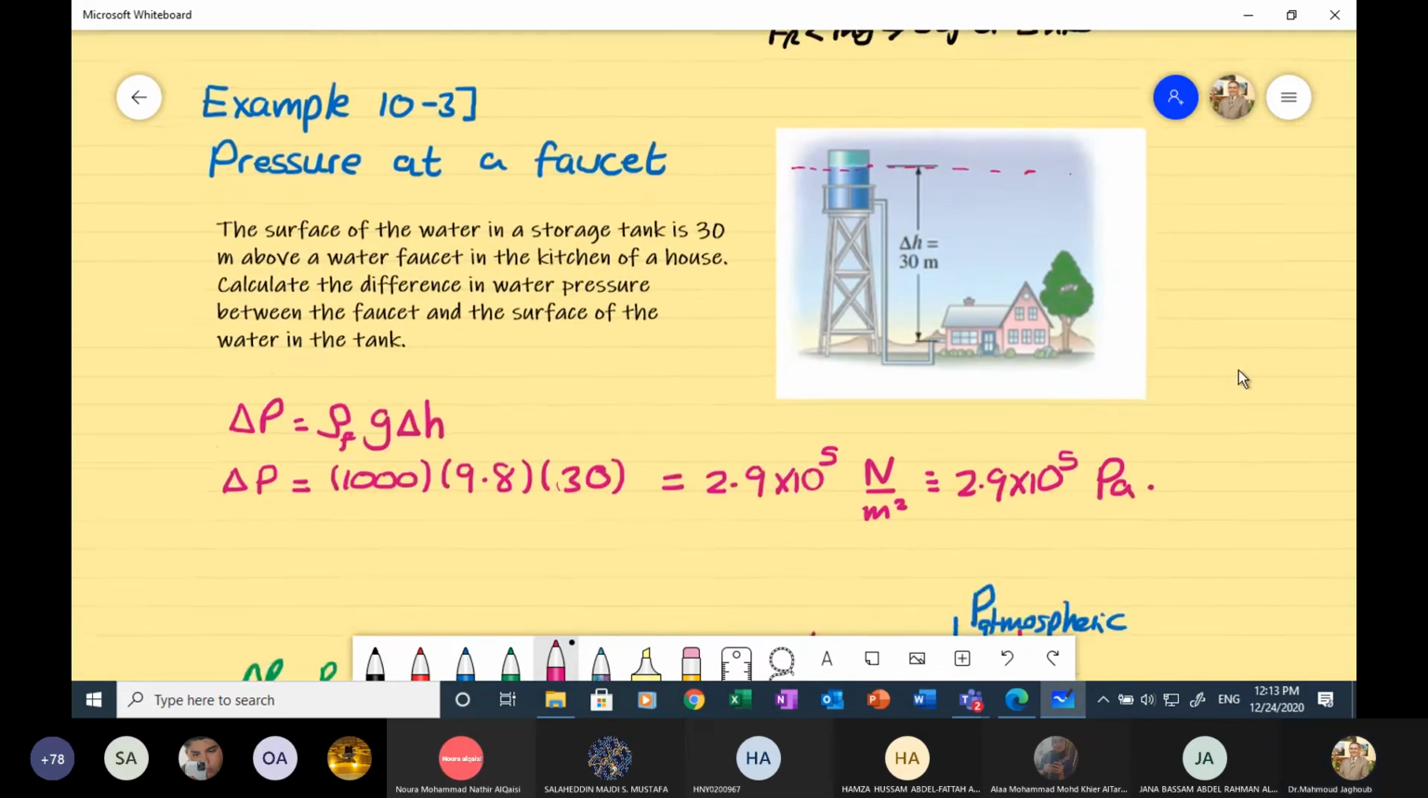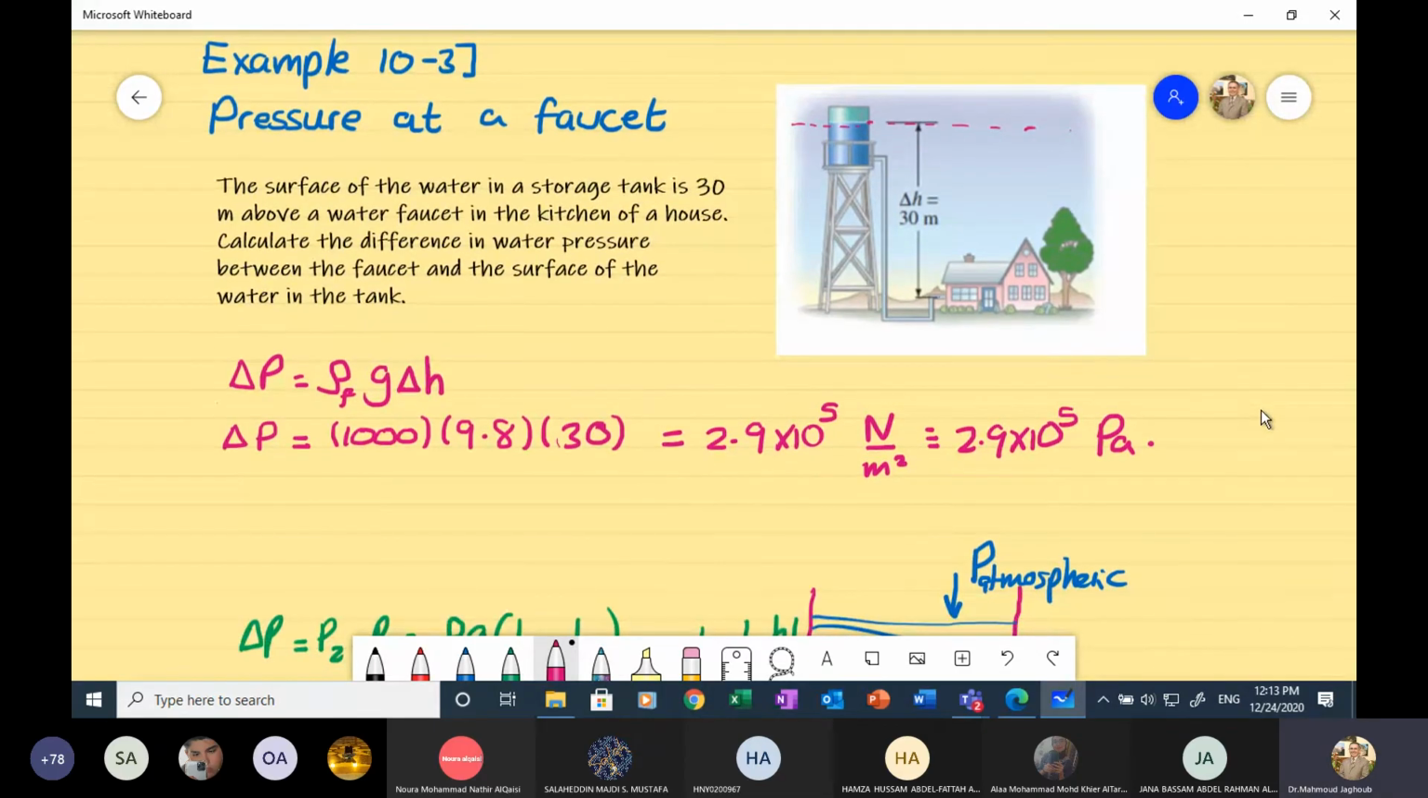Okay. Let's do another example. We have a water tank, and this is our house, and you have a tap here. They call it a faucet. Tap. And you all know that the water will go down into the tap, tamam, and into the house. What is he asking for? It calculates the difference in pressure between the level of the tap here and the level of the top of the water here. That's very simple. That height is 30 meters.